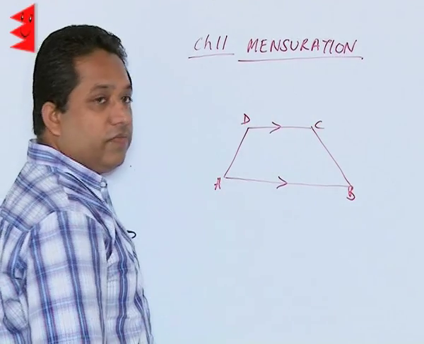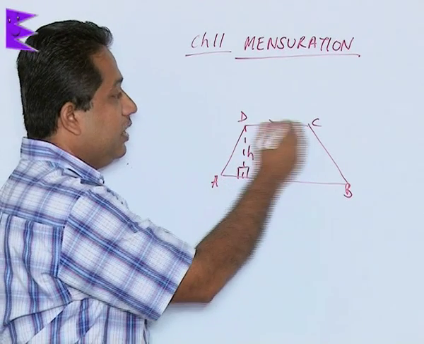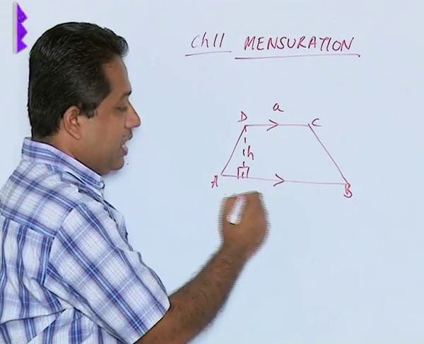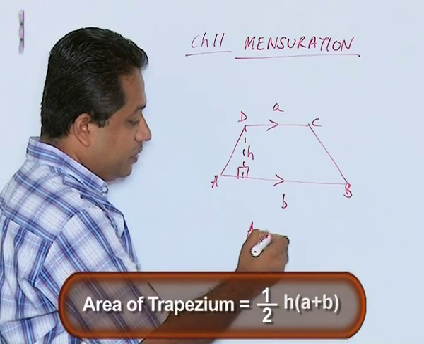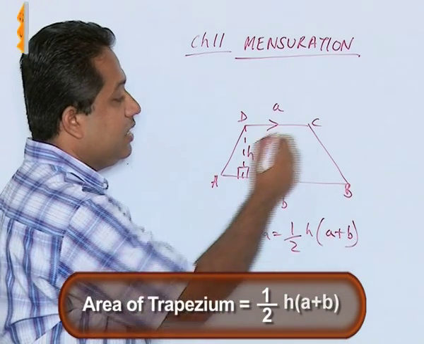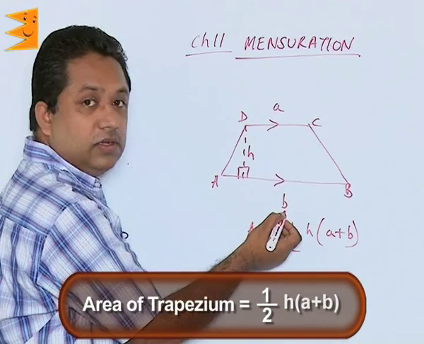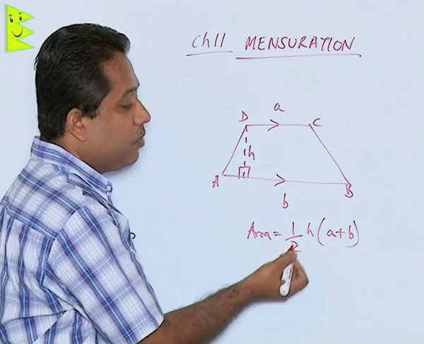And to find the area of a trapezium, we have this height. Let us denote this side by A and this by B. So, area of a trapezium is half height sum of the parallel sides. So, parallel sides are represented by A and B here in this case. So, area of trapezium is half height bracket sum of parallel sides.